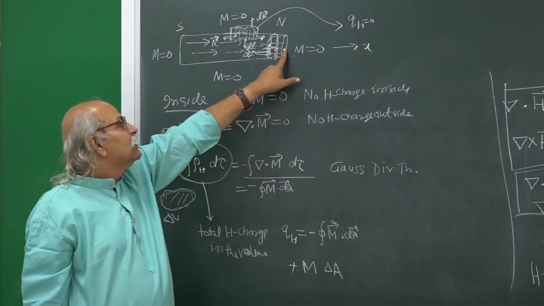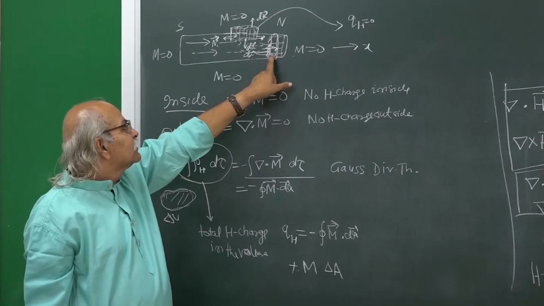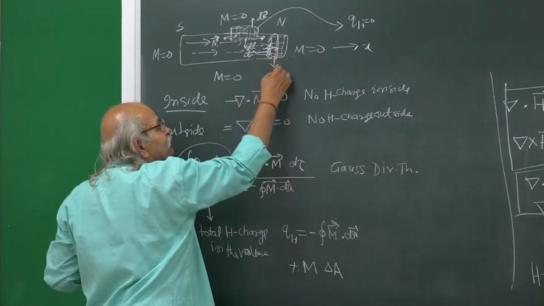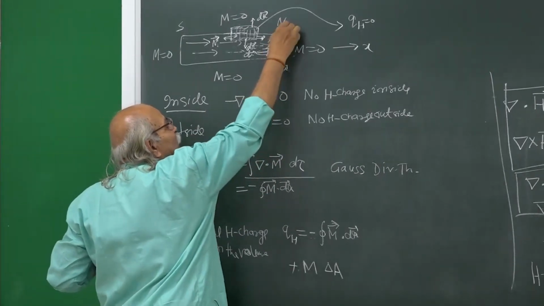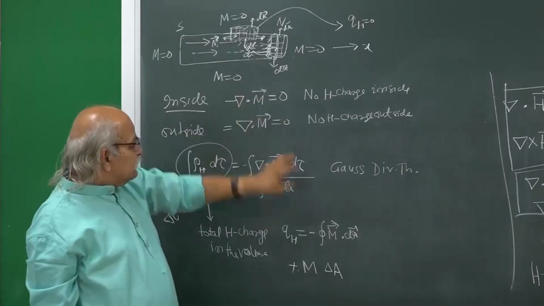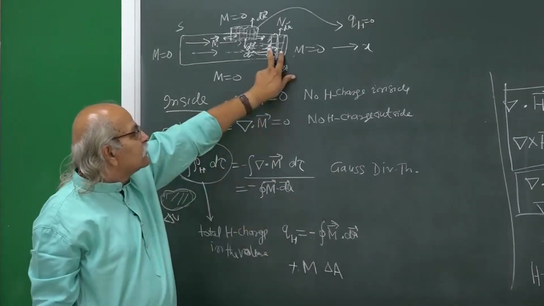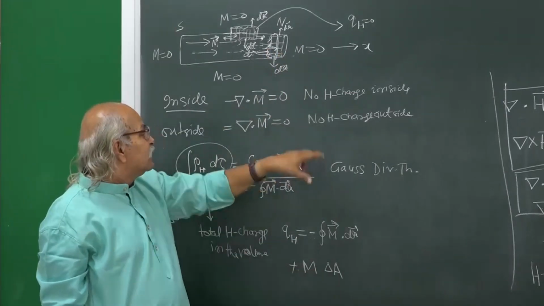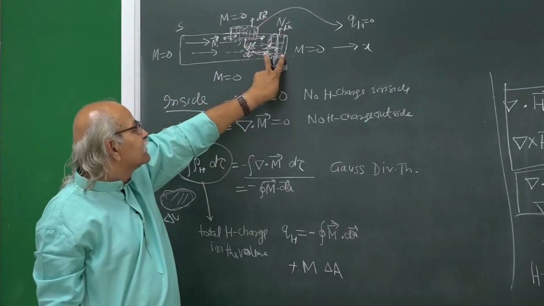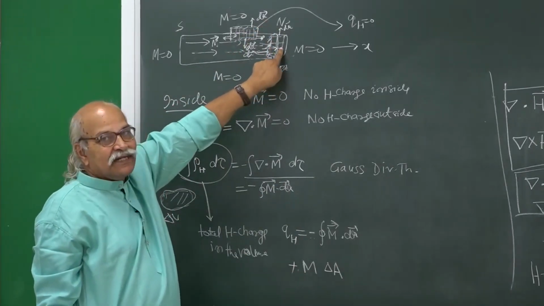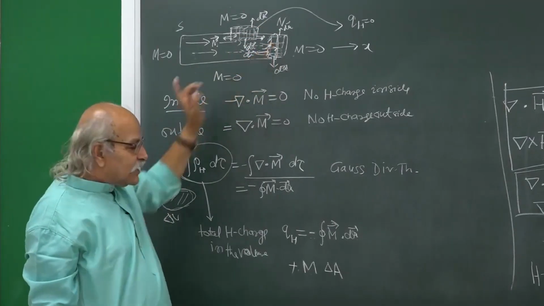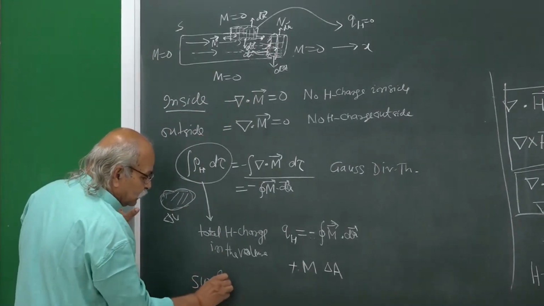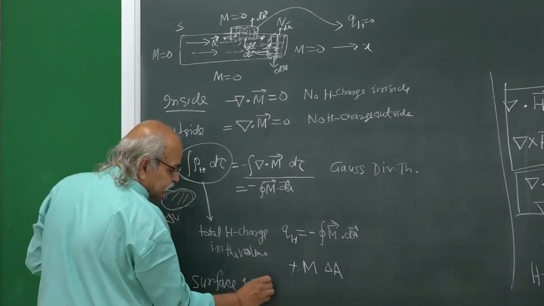On this curved part, the contribution is not there, because on this part the dA will be this way, here the dA will be this way, and so on. So, this will be the total charge enclosed in this, right. So, there is a charge m times delta A, that is the H charge contained in this, and we know that it is not inside, it is not outside, it has to be on the surface. So, that means you have a surface H charge density.